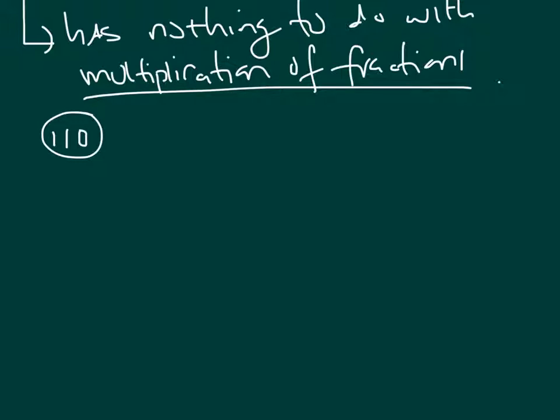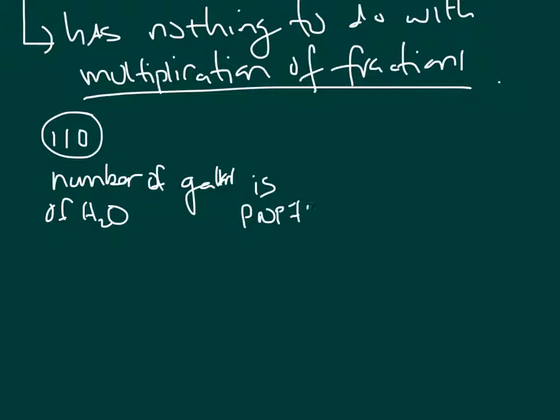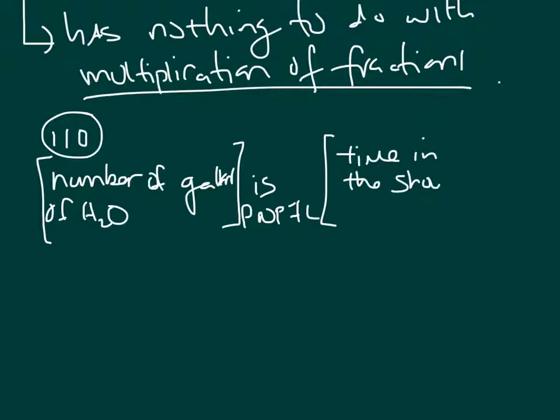When they tell you something is proportional to something else, so in this case, the number of gallons of water, let's abbreviate here, that you use when you take a shower is proportional to what? They're talking about this quantity, and it's proportional to the time in the shower.